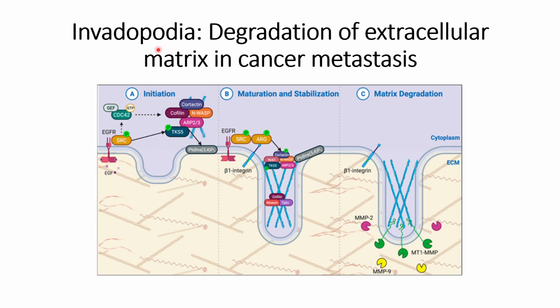Invadopodia is a name given to the process which involves the degradation of the extracellular matrix in cancer metastasis. What this means is that when the cancer starts to migrate from one place to another, that is known as metastasis. During metastasis, the cancer needs to find a way through the extracellular matrix. One way it does this is by degradation of the extracellular matrix nearby the cancer cells, and this process is scientifically known as Invadopodia.